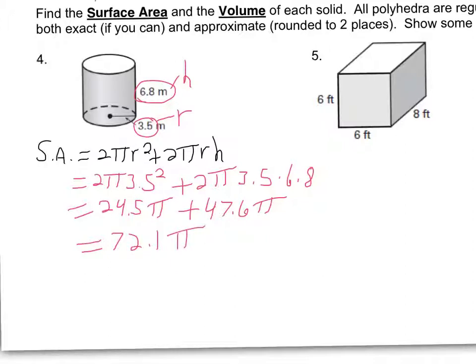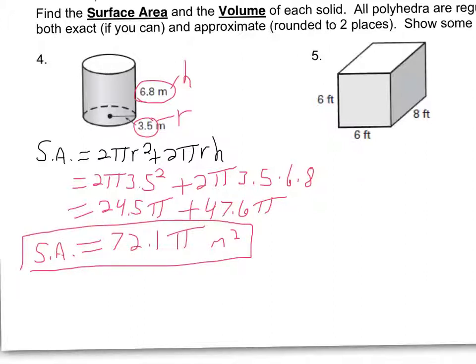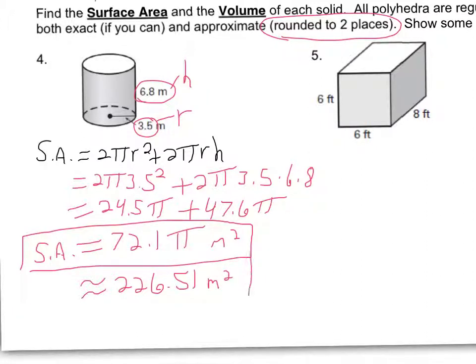And I have not had to round at all yet. So the surface area, the amount of square meters exposed on the surface, is 72.1 pi. Now, we will also approximate this by typing in 72.1 times pi, and as it says, we'll round to 2 decimal places, so that makes 226.51, and that is also square meters. So give both answers definitely in that instance.